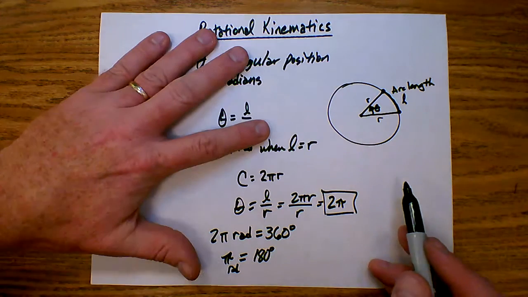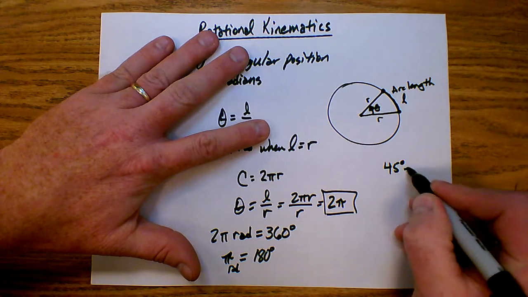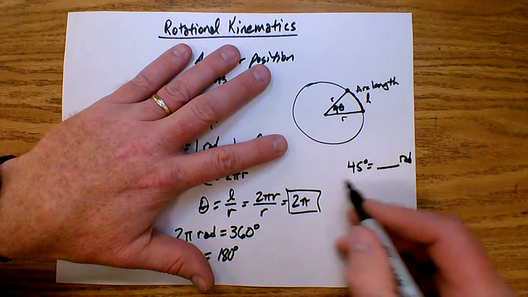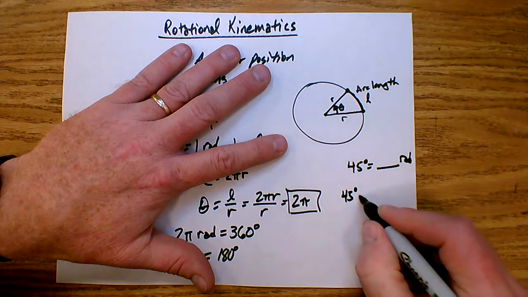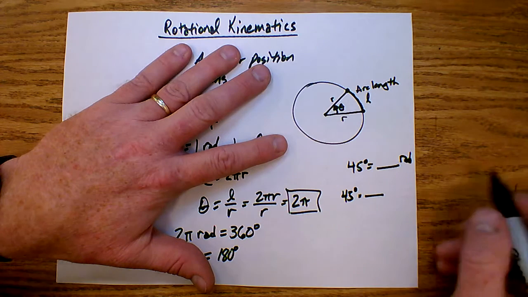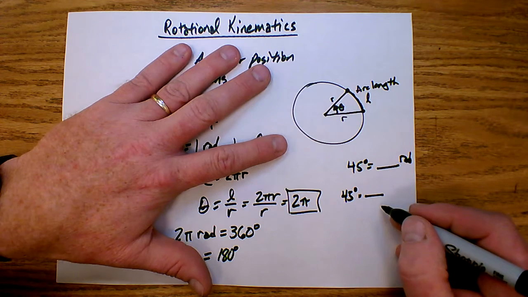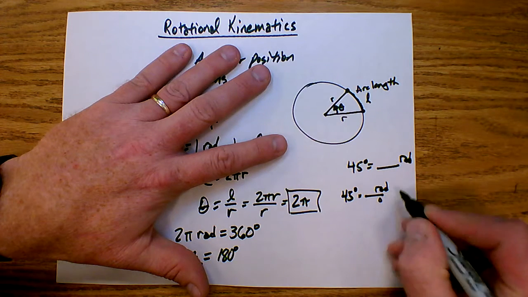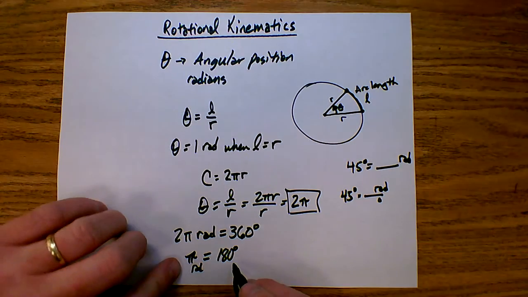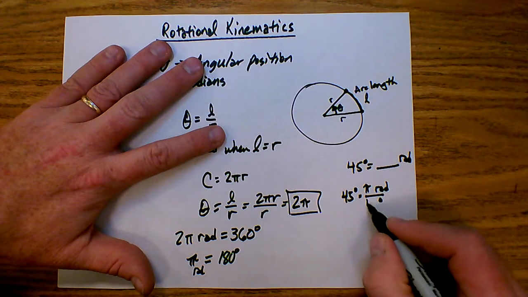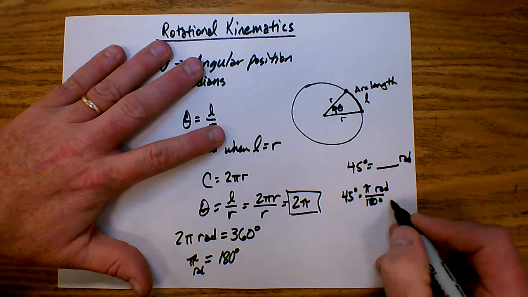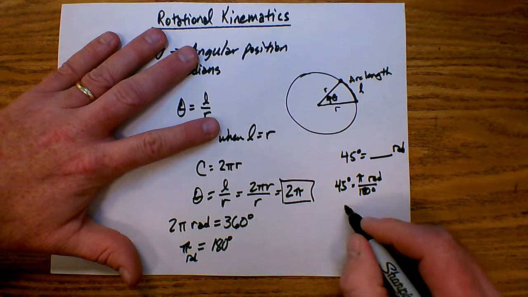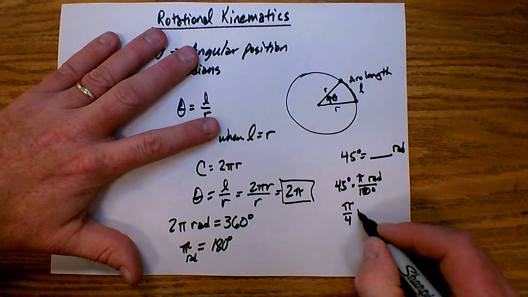If, for example, I want to say 45 degrees equals how many radians? Remember, when I do a unit conversion, I start with what I'm given, 45 degrees. I want to multiply by a fraction equal to 1, where the top and bottom have the same value but different units. To get rid of degrees, I'm going to put degrees on the bottom, and I want to go from degrees to radians, so I put radians on top. And that's where I fill in my conversion factor. Pi radians is the same as 180 degrees. And so I take 45 times pi divided by 180, and I get pi over 4 radians.